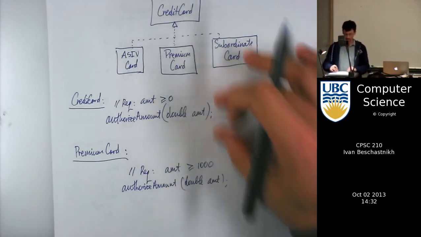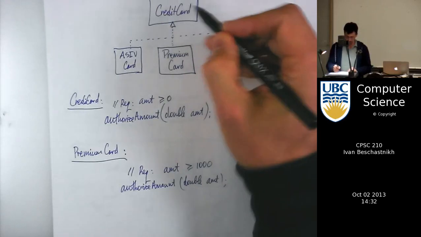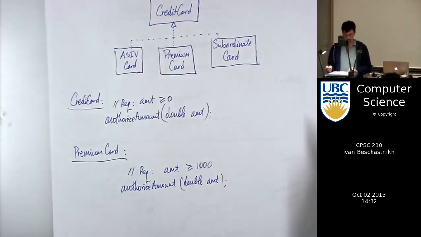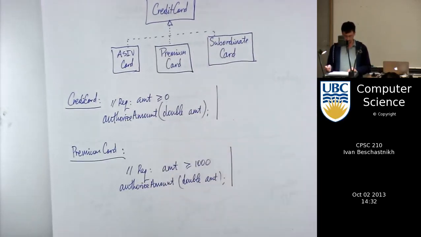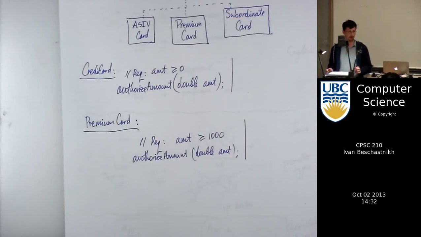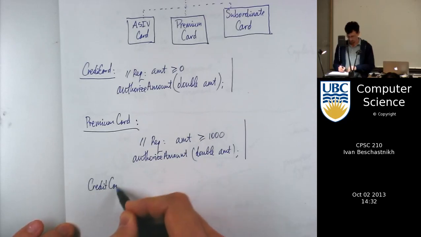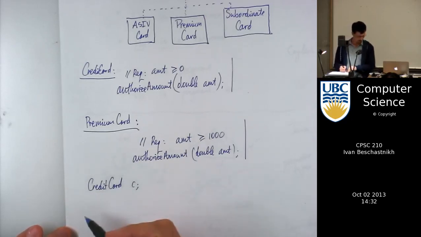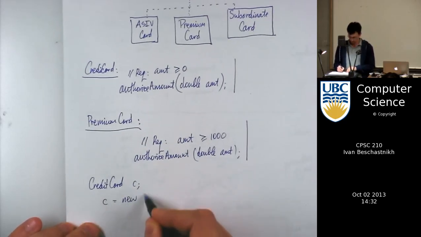So now I have two specifications for types that are related, right? I have credit card, which is an interface, and it's my super type. And then I have the premium card, which is a subtype. And I gave you two specifications for the same method, the authorized amount. So let's reason about what happens if I write some code that attempts to use this method. So I could write some code that says credit card C, find a credit card, and I could say C equals new ASIP card.